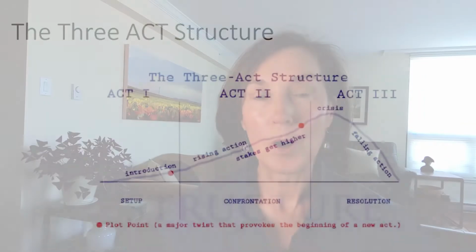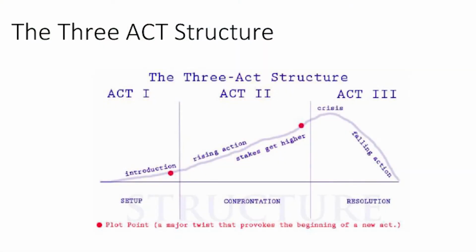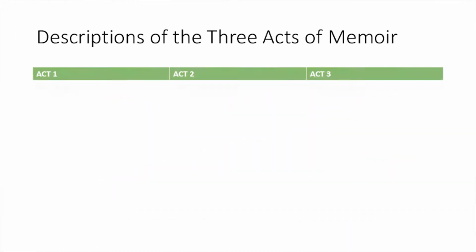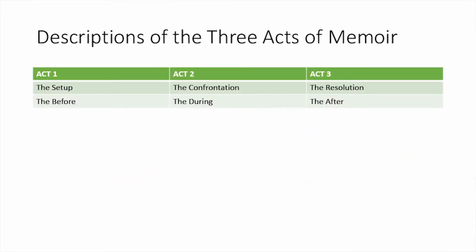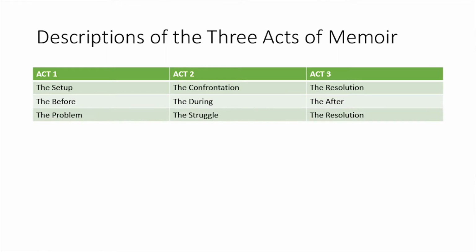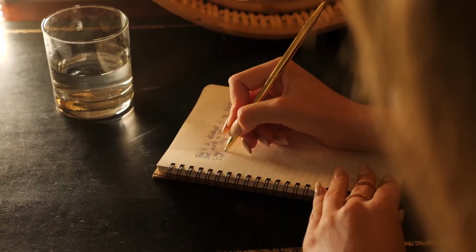The 3 acts actually give you the organizational structure for your memoir. Something like this one, where you have the setup, the confrontation, and the resolution. Marion Roach Smith herself defines it as the before, the during, the after, and yet someone else has called it the problem, the struggle, the resolution. So let's look at what we need to know in order to actually have this natural flow that covers all those bases.